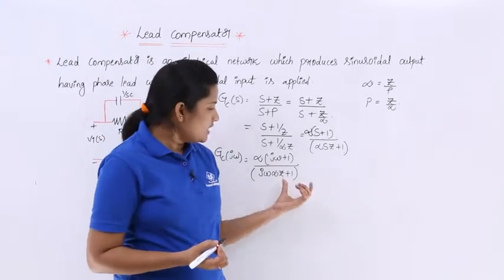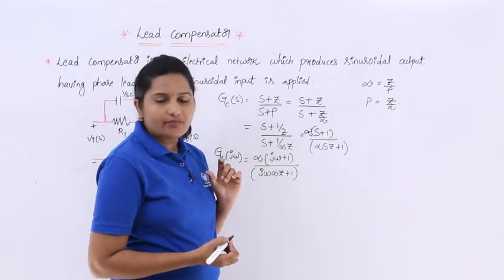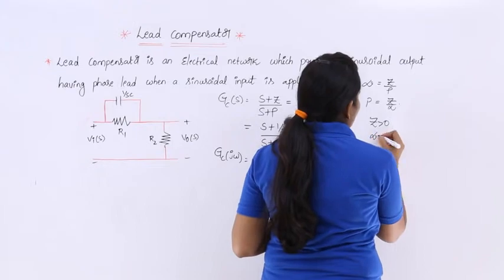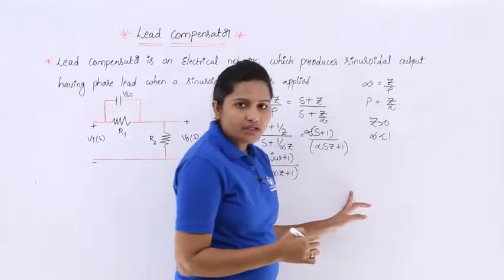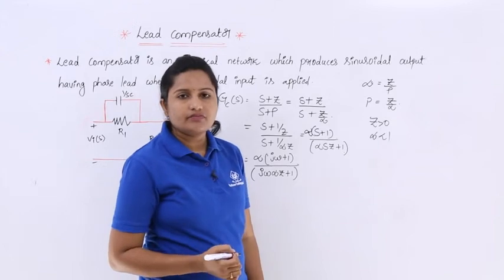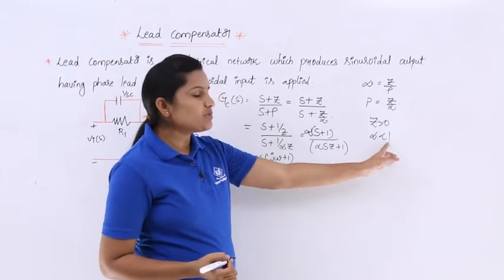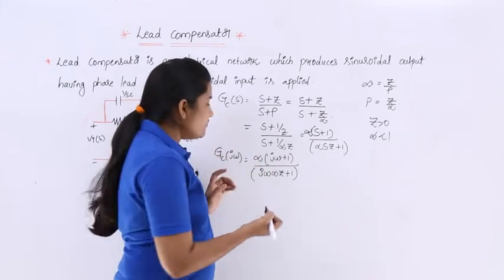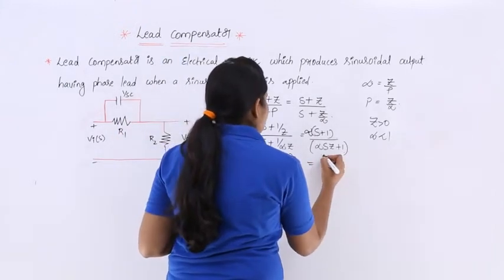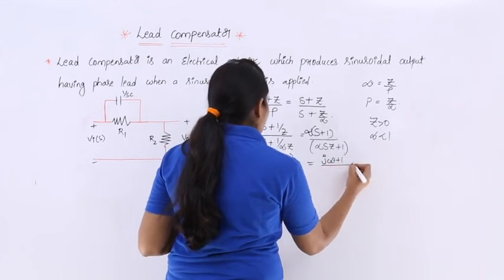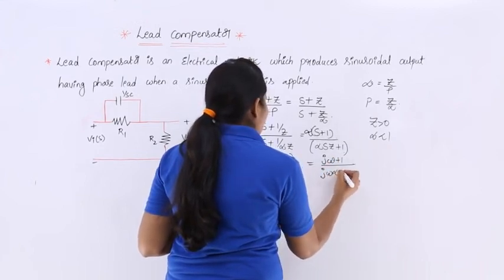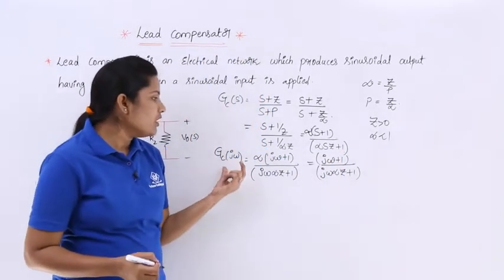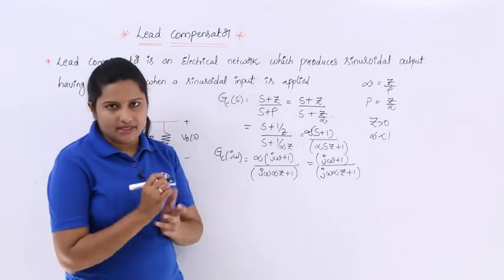For simplification, I am neglecting this alpha. Why? Because, as I told you, z is greater than 0 and alpha is always less than 1, so alpha is a very small value compared to 1 and I can neglect it. For simplicity, I am writing this as (j omega z plus 1) divided by (j omega alpha z plus 1). This is the general transfer function of any lead compensator.